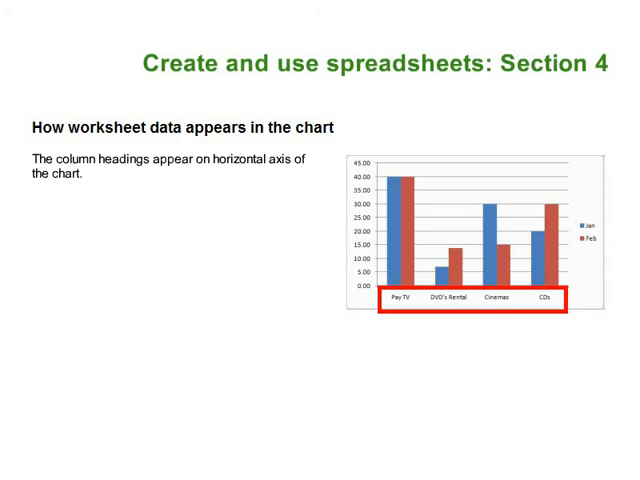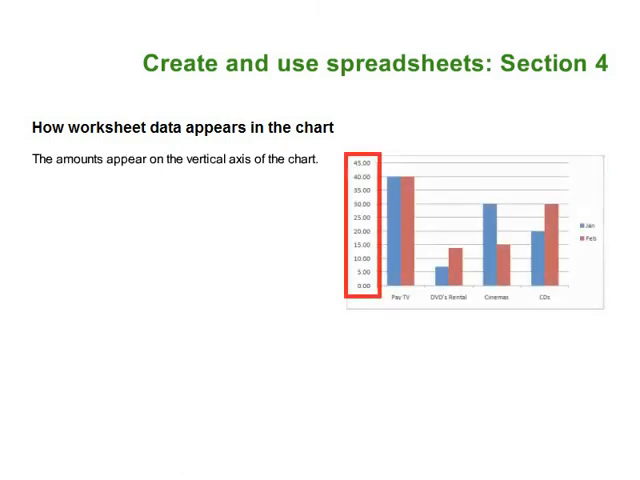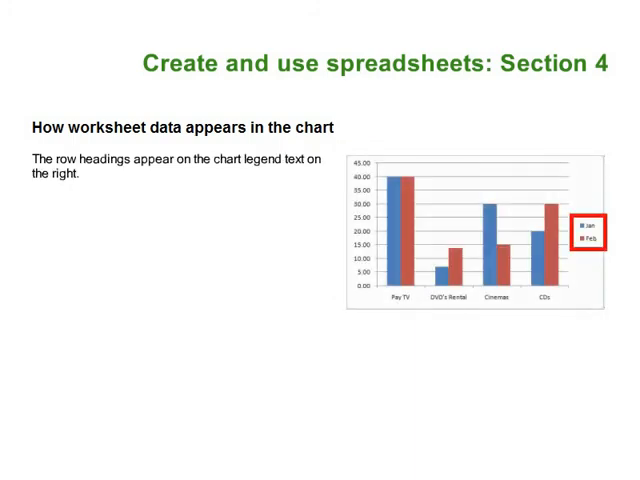The column headings appear on the horizontal axis of the chart. The amounts appear on the vertical axis of the chart. The row headings appear on the chart legend text on the right.